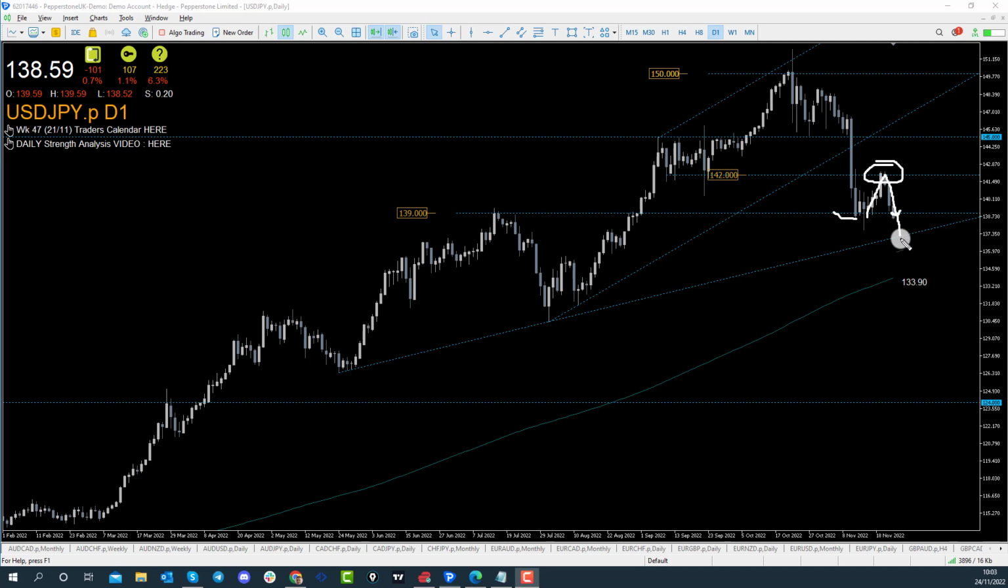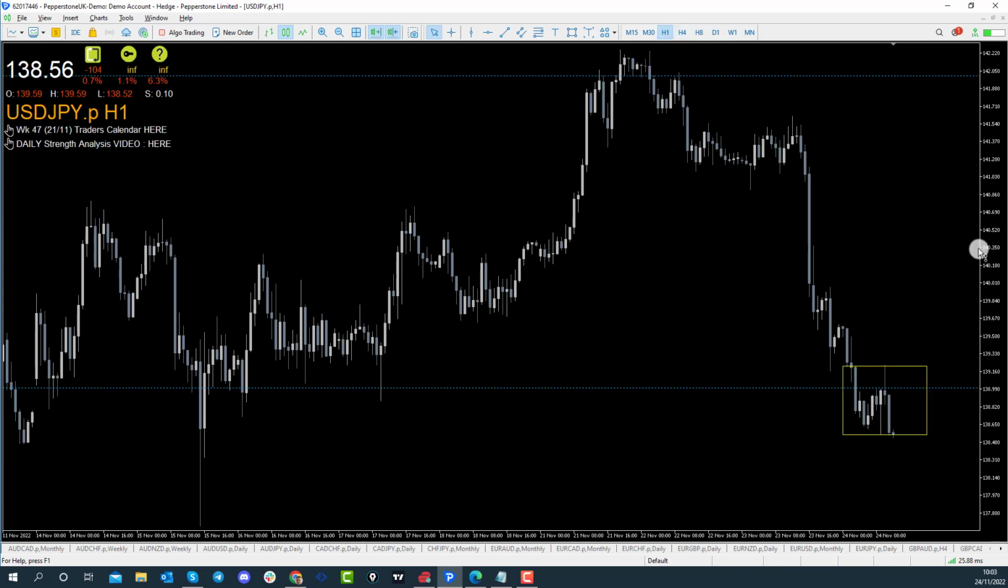If not though, you could wait for price to break through this trend line support, maybe then come back to the 139 handle as resistance for a continuation. However, day traders, I think there's a potential option forming here.